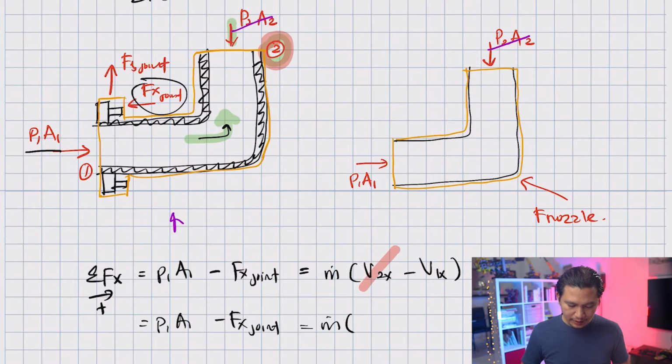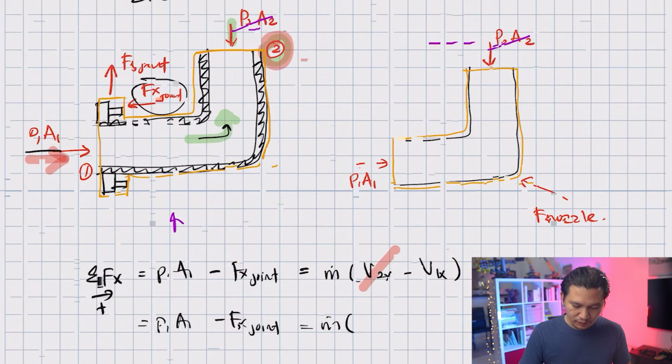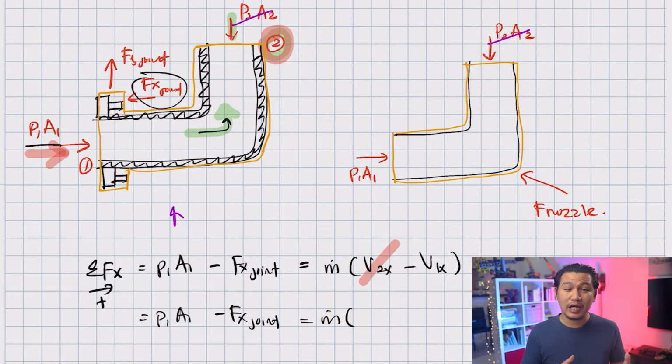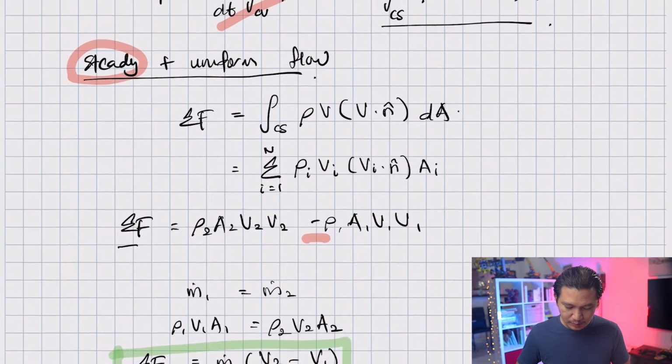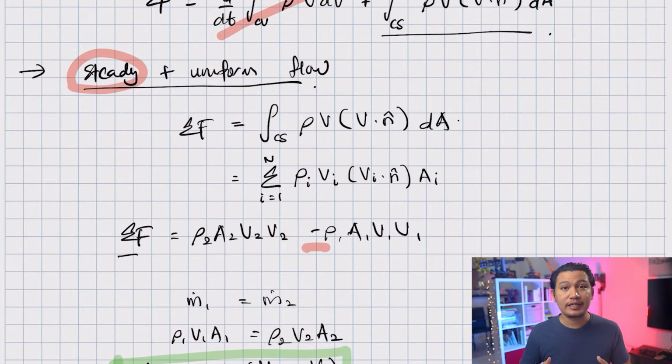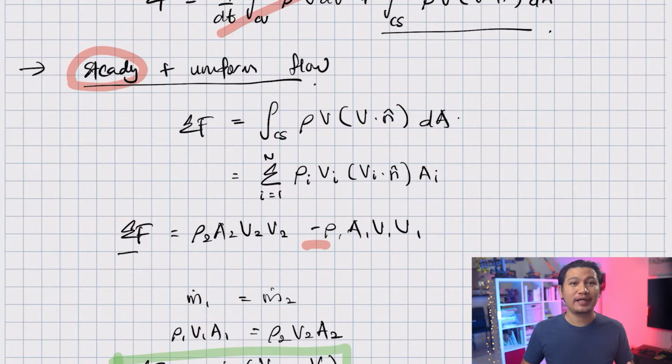And what is our V1x? V1x is in that direction. 1 is inlet and 2 is exit, so V1x is actually V1, because at point 1 we only have velocity in the x direction. So this is minus V1, and the equation becomes minus m dot V1. That is how you build the equation around engineering problems using the momentum equation. And of course, you need to remember that this equation comes from the assumption that the flow is steady and uniform.